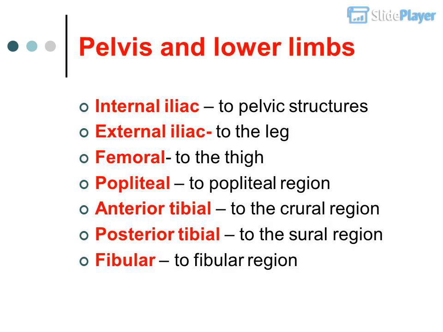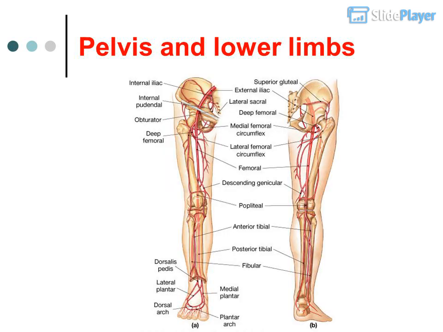Pelvis and lower limbs. Internal iliac, to pelvic structures. External iliac, to the leg. Femoral, to the thigh. Popliteal, to popliteal region. Anterior tibial, to the crural region. Posterior tibial, to the sural region. Fibular, to fibular region.